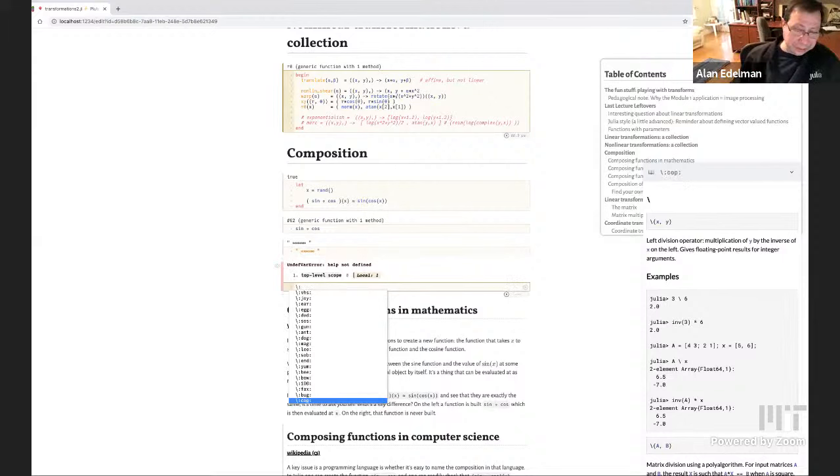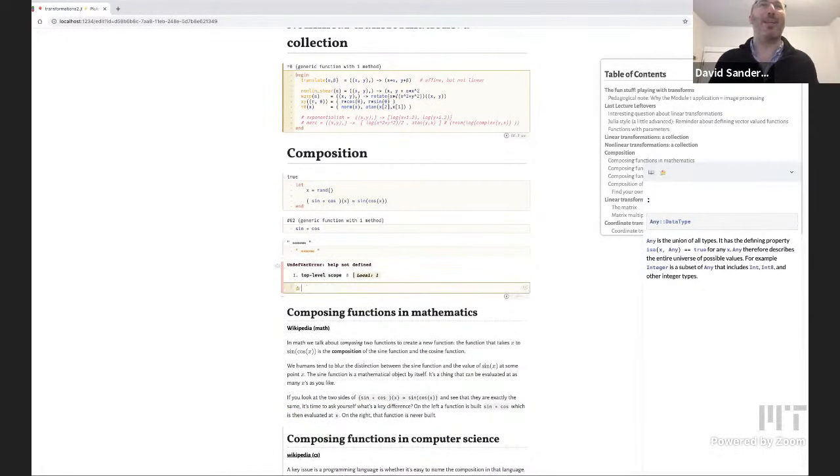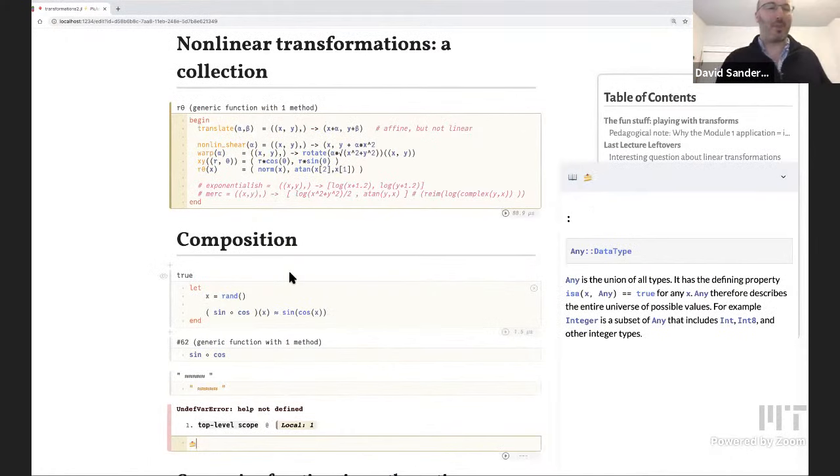And so, as I just showed, that information is available in Julia. Yep. You just have to know how to get to it from Pluto rather than from the command line.